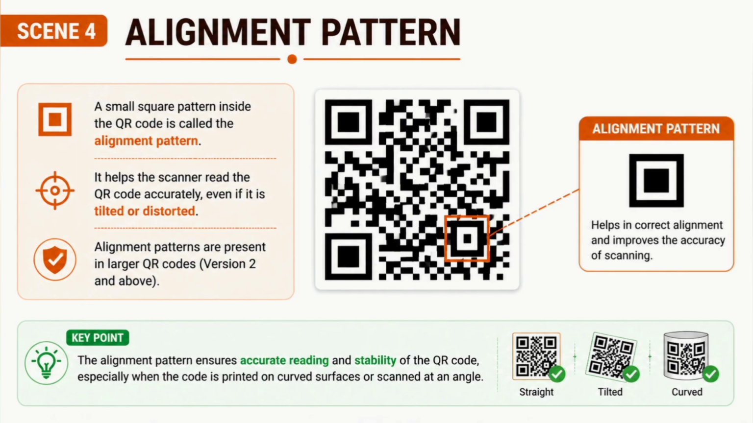slightly bent or tilted. The scanner uses this pattern to adjust the perspective of the image. Large QR codes may have multiple alignment patterns for better precision. This pattern improves the overall reliability of the code. It plays an important role in maintaining data accuracy. Without alignment patterns, scanning errors may occur frequently. Thus it acts as a stabilizer for QR code scanning.